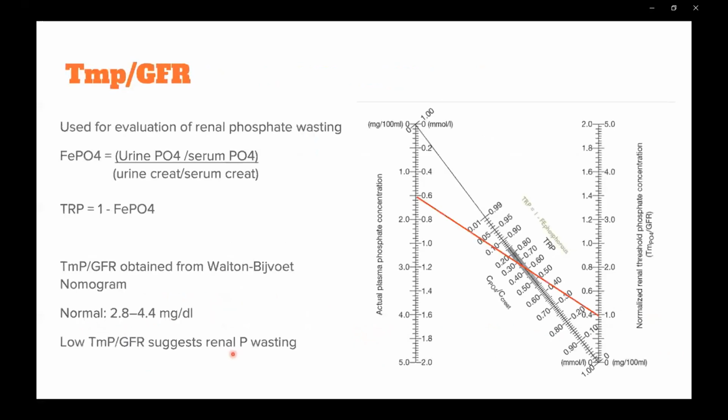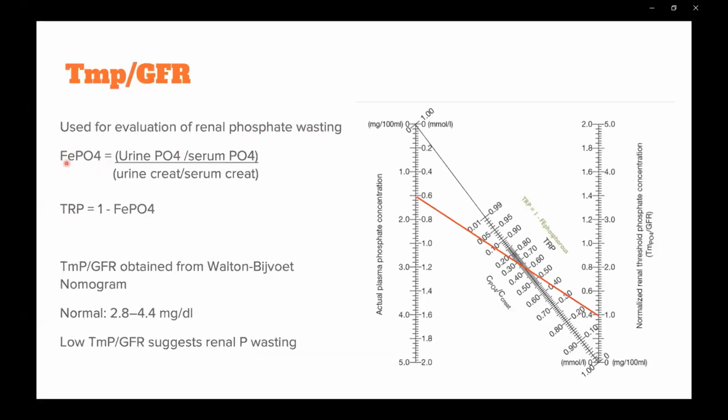Moving on, this is what is called the TMP-GFR. Now, normally the phosphate levels are influenced by the serum creatinine level, and they are also influenced by the GFR of the patient. So, by doing this TMP-GFR, we are evaluating whether there is renal phosphate wasting or not.